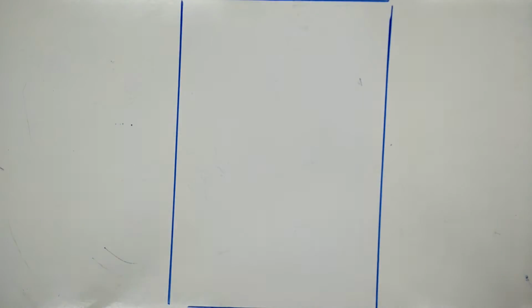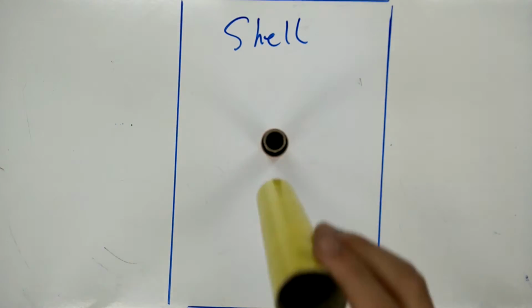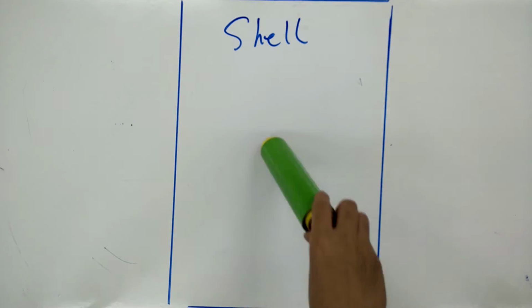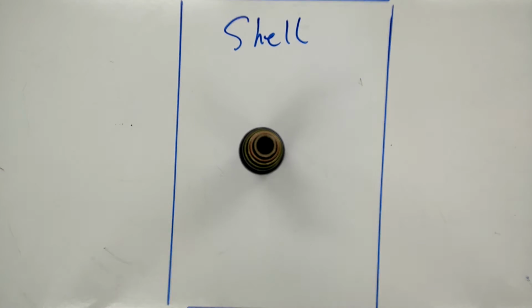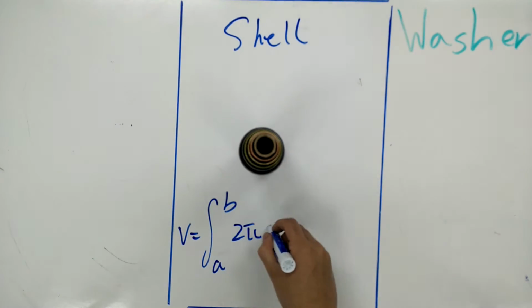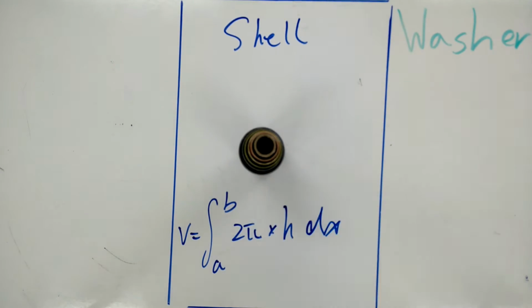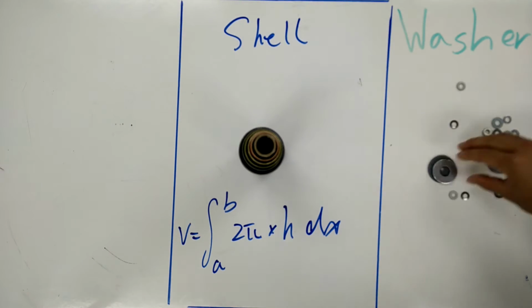Okay, so what's the difference between shell method, washer method, and disk method? So shell method is using these thin shells to find the volume of a solid of revolution. And there is the general formula for shell method. Now, washer method uses washers to find the volume.